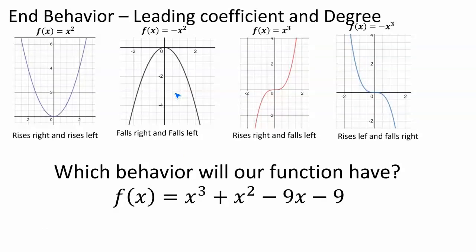Okay, so I'm going to break it down a little bit further. So the end behavior, remember these are the possible end behaviors where it rises to the left, rises to the right, falls right, falls left, or rises right, falls right, falls left, rises left, falls right. So in this case, we have a cube. So our graph is going to be like this one or like this one, and it's odd. And then our leading coefficient is positive. So that's going to be the behavior is this one, rises right and falls left.